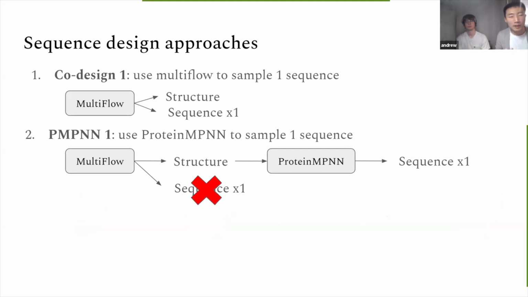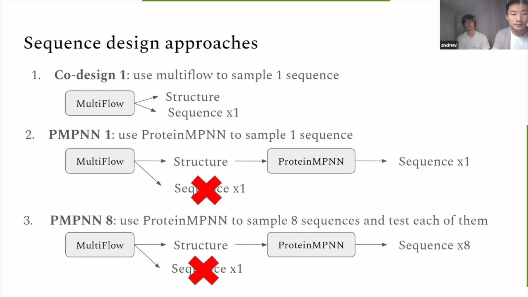So our hypothesis was to see if co-design, like the sequence from MultiFlow, could beat ProteinMPNN. Here, although MultiFlow generates both the structure and the sequence, we throw out the sequence that MultiFlow generates and use ProteinMPNN to predict the sequence for us, and we use that in the designability calculation. The one that's actually used in the field the most is where ProteinMPNN samples 8 sequences, and you take the best one out of those in the designability metric. So I will refer to these 3 scenarios of how sequence design is done as co-design 1, ProteinMPNN 1, and ProteinMPNN 8.